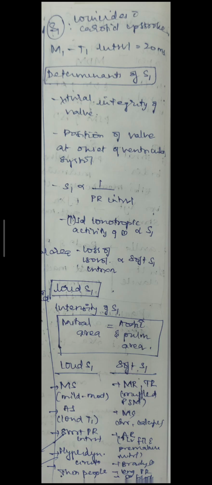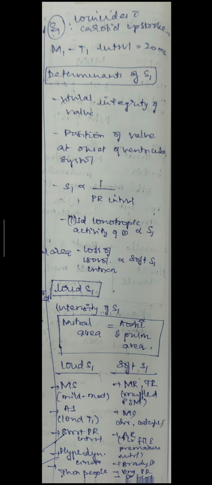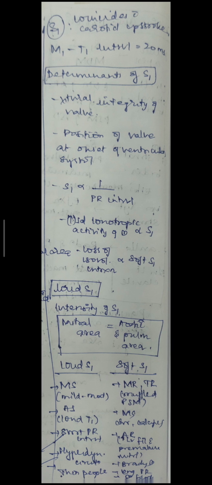All these syndromes will have a loud S1. Whereas in the long PR interval, which occurs in aging, degeneration and congenital conditions, you will have a soft S1. And increased inotropic activity of the heart is directly proportional to S1.